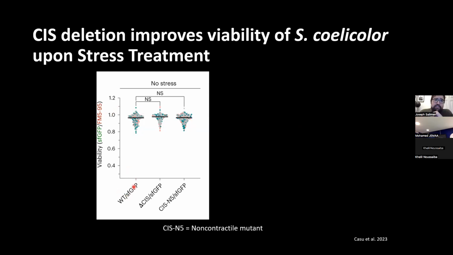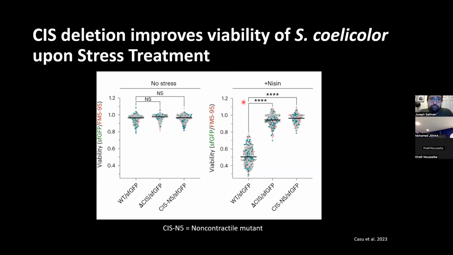In the wild type, you have this signal around 1, and in the cis mutants you have the same thing, so there's no difference. But if we use a sub-inhibitory concentration of the drug nisin, the wild type has this severe loss of life. You can see it's dropped to about half. Almost half the cells are dead. But the mutants of the cysts do not exhibit this, suggesting that the cysts are actually responding to the stress on the membrane and killing off the cells.